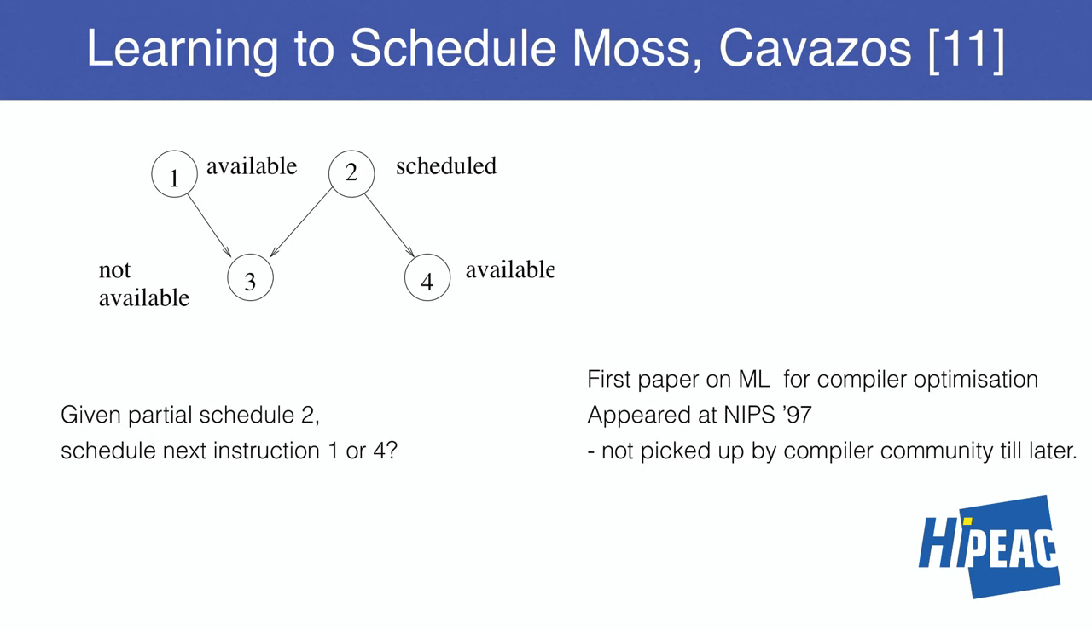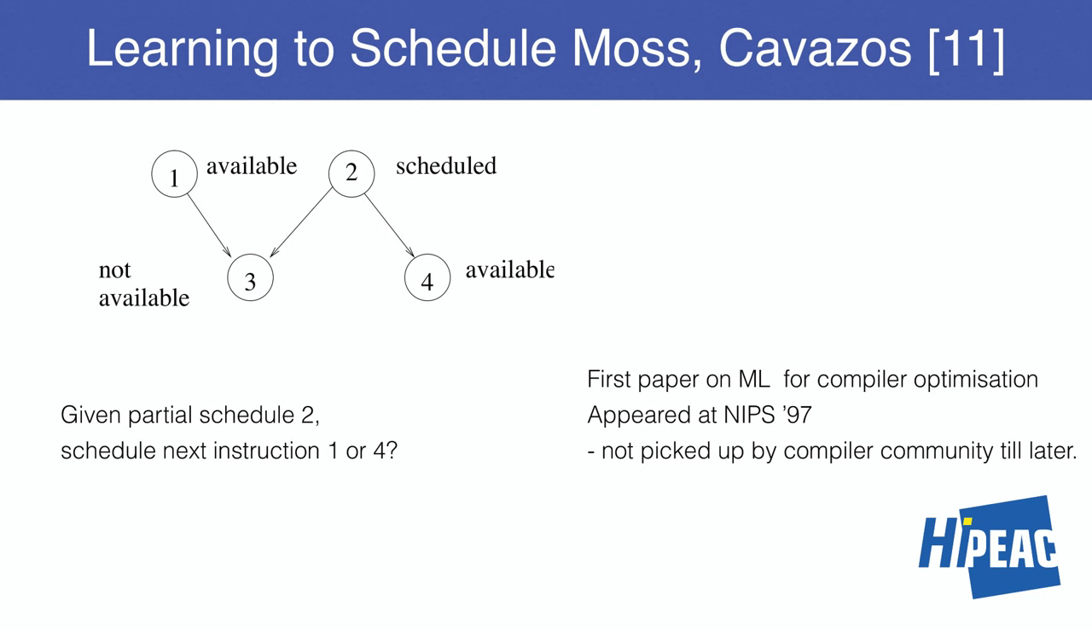So his question was about instruction scheduling. You've got a bunch of instructions, and I could choose one or two things to schedule next inside the processor. Which one should I pick? So here we go. You've got 1, 2, 3, and 4. Instruction 2 is scheduled now, it's about to run next. Which one should I schedule next? I can't schedule instruction 3 next, but I can schedule instruction 1 or 4. Which one should I pick?